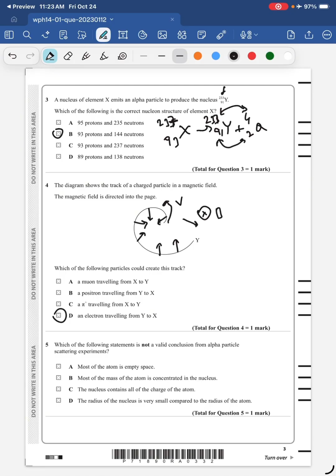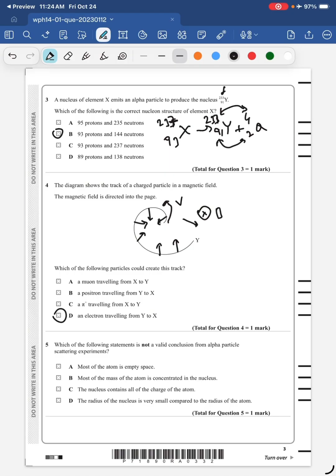All right. Most of the atom is empty space. That's actually a conclusion from this experiment. So let's move on. Most of the mass of the atom is concentrated in the nucleus. That's another conclusion. So we have to move on. The nucleus contains all of the charge of the atom. This looks promising. The radius of the nucleus is very small compared to the radius of the atom.